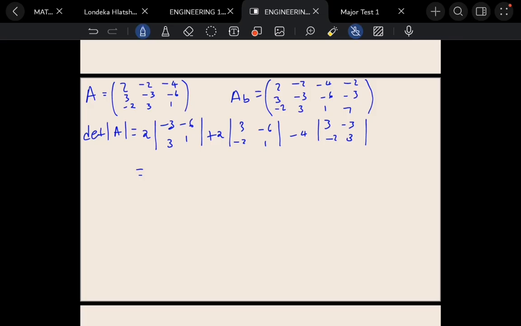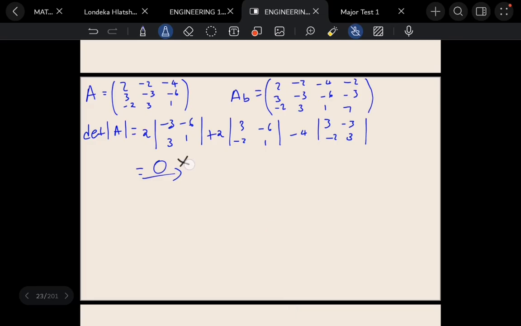Your determinant of this matrix is 0. Now, this is new. What do you do when the determinant of this matrix is 0? We always say the same thing: the rank of matrix A is actually going to be 2.